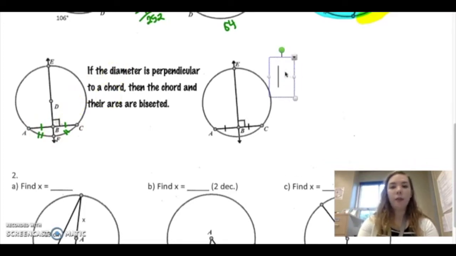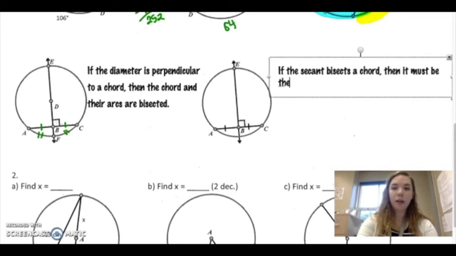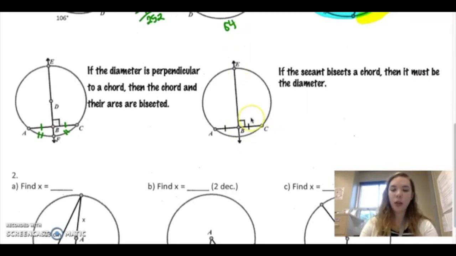So then this is just the opposite. If we don't know it goes through the center, we call it a secant line. If the secant bisects a chord, then it must be the diameter. Okay, so if this happens, then we know that this one must go through the center. If this didn't happen, it might be a little bit right or left.